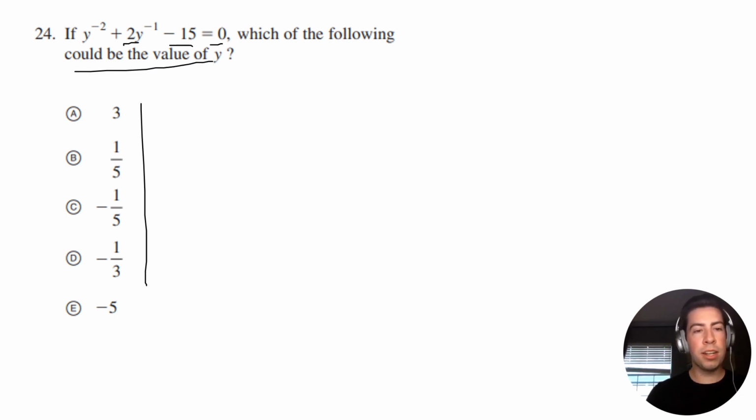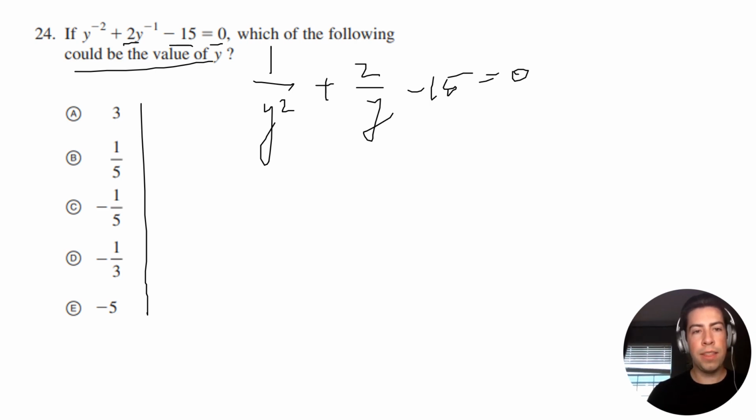All right, guys, so you can plug in all these values just right off the bat, but honestly, it's going to take a while. Let's see if we can simplify it at all. So let's go ahead and rewrite this. If we have a negative exponent, we can rewrite it as a fraction. So I'm going to have 1 over y squared plus 2 over y minus 15, and that's going to be equal to 0. And then, I don't like fractions, so I'm going to multiply both sides by y squared.